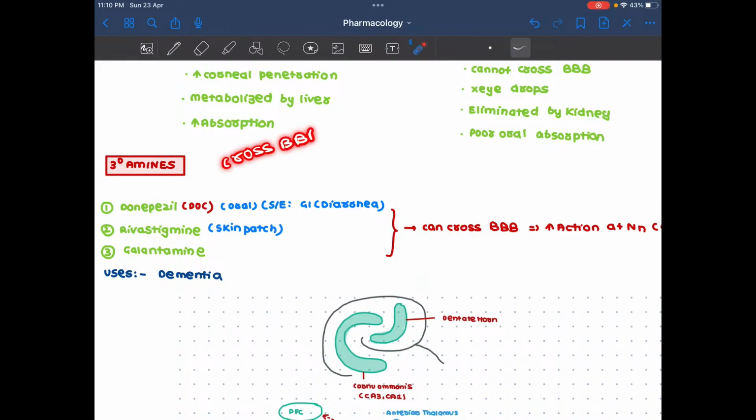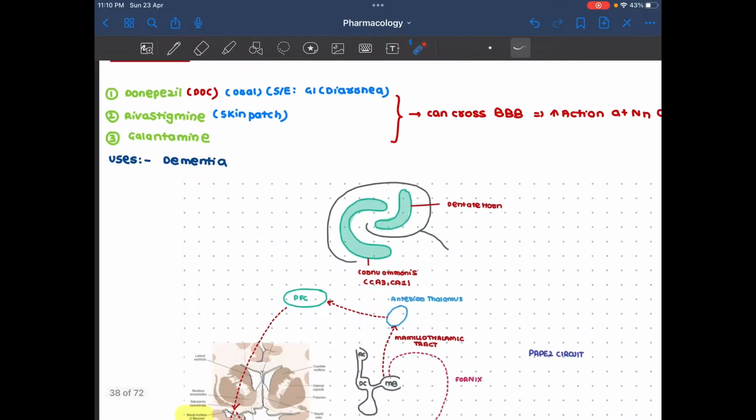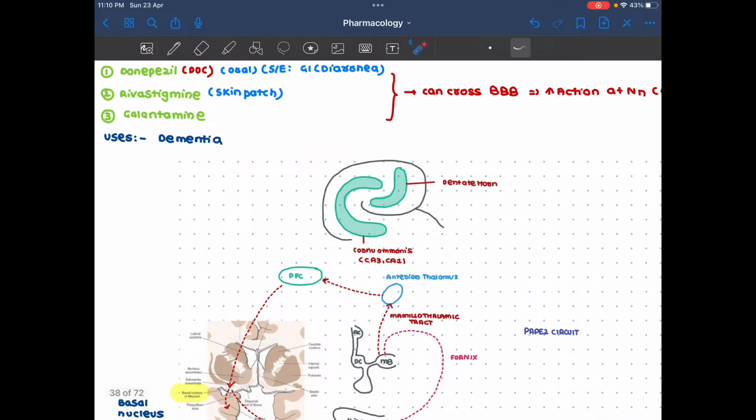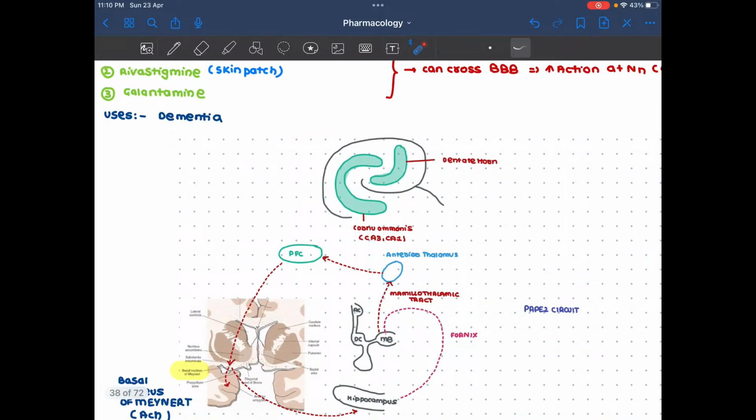True. If they're going to cross the blood-brain barrier, can I use them in a condition where our acetylcholine is low, in a CNS condition? So one thing that I'm going to tell you is that in Alzheimer's dementia or any kind of dementia, we can use these tertiary amines, mainly donepezil, rivastigmine and galantamine. Preferred of them all is mainly donepezil. Okay? Because of what happens in dementia, especially in case of Alzheimer's dementia. So just revise it on your own. In physiology we have something called the Papez circuit.